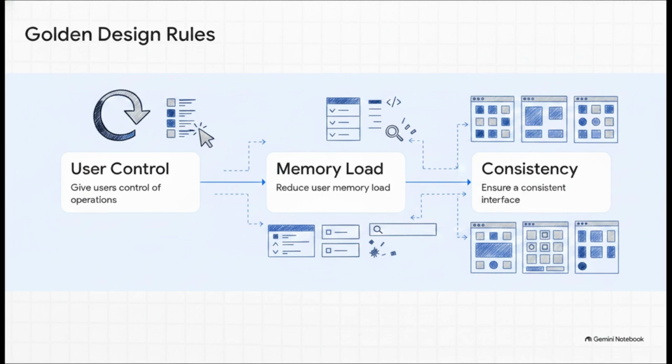1. Place users in control. Ever used an app that wouldn't let you hit undo? Yeah, that violates rule number 1. 2. Reduce user memory load. Don't make people memorize random codes. Give them search functions and drop-down lists. And 3. Make the interface consistent. Keep your colors and button placements exactly the same across every single screen.